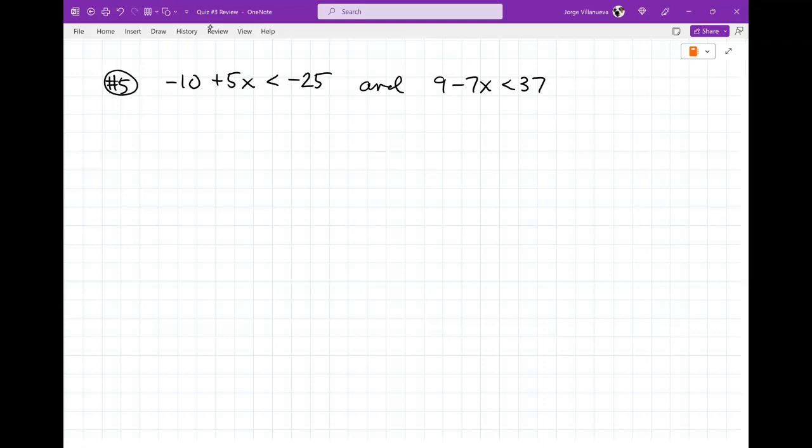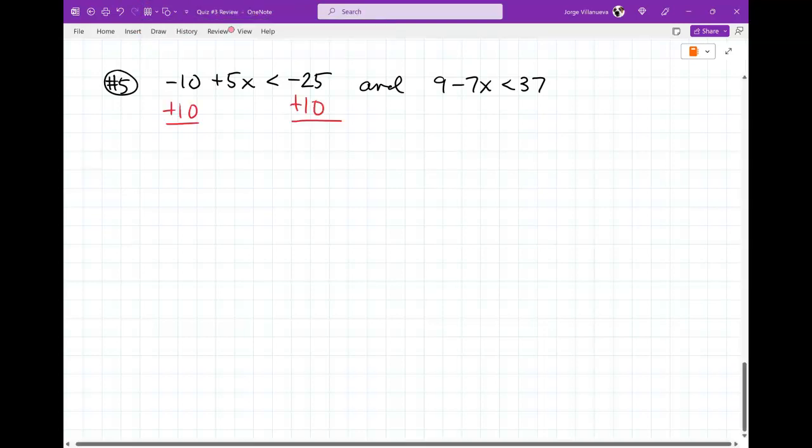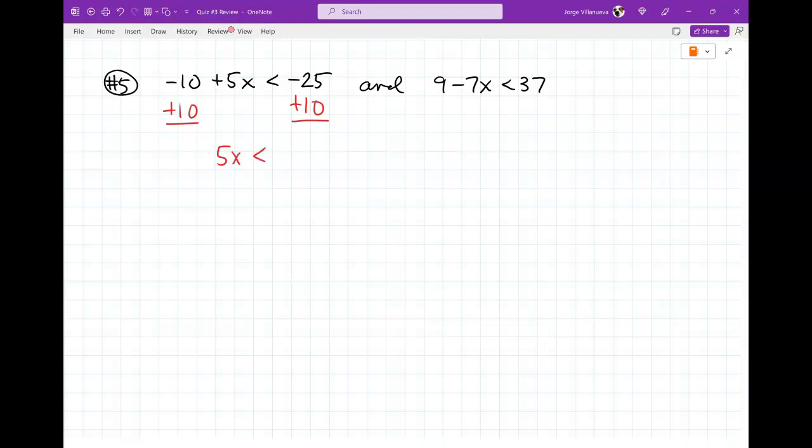So let's go ahead and start with the left-hand side. Okay, -10 plus 5x less than -25. I am going to have to move things around. So I'm going to add the 10 to both sides. Let me change the color here. So adding 10 to both sides. So that's 5x less than -15. Okay. Last step, divide by 5. No need to switch the signs because I'm dividing by a positive number. So x is less than -5. All right, good. Got one answer.